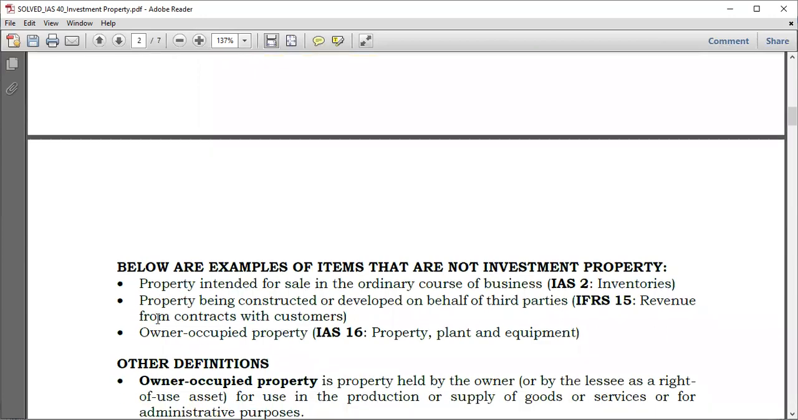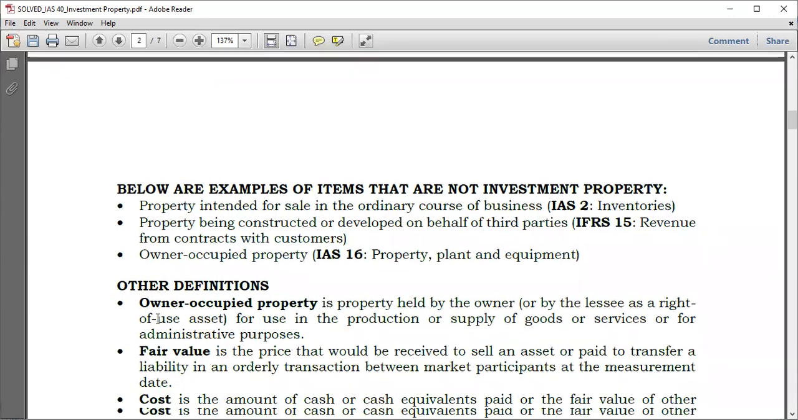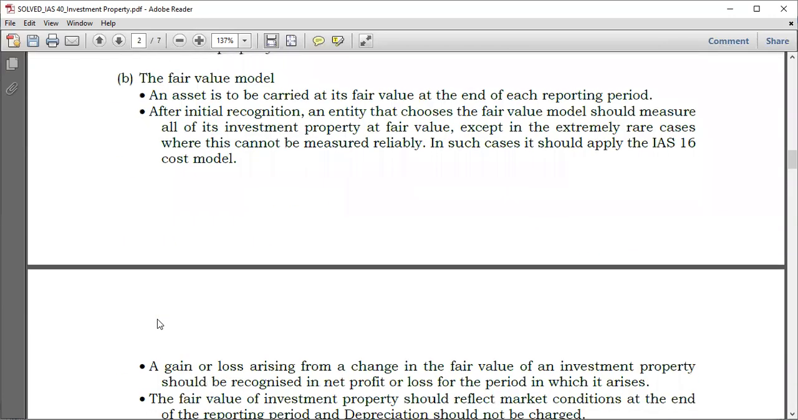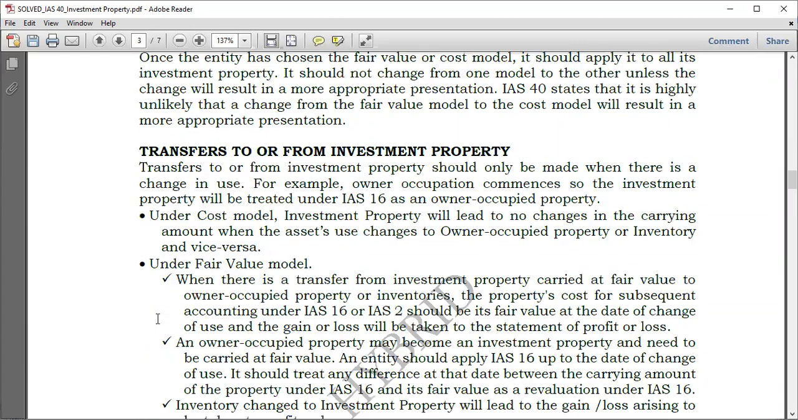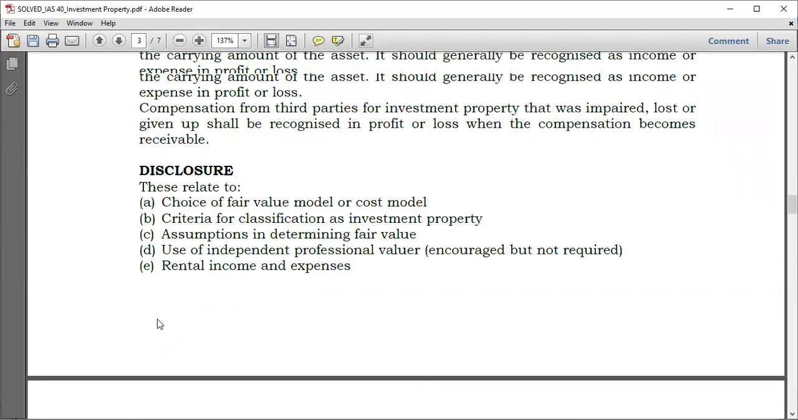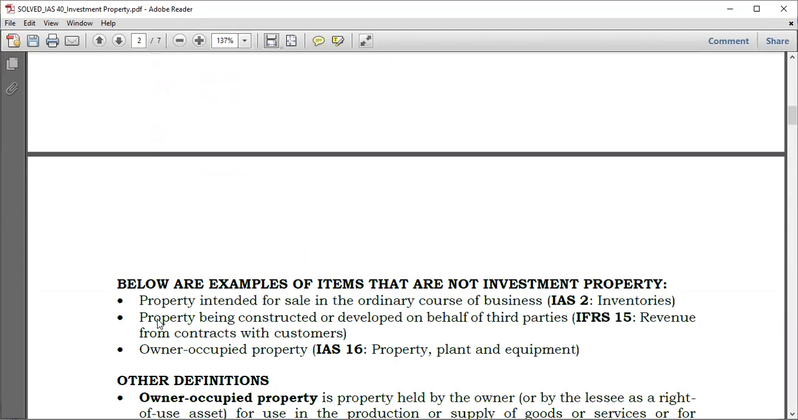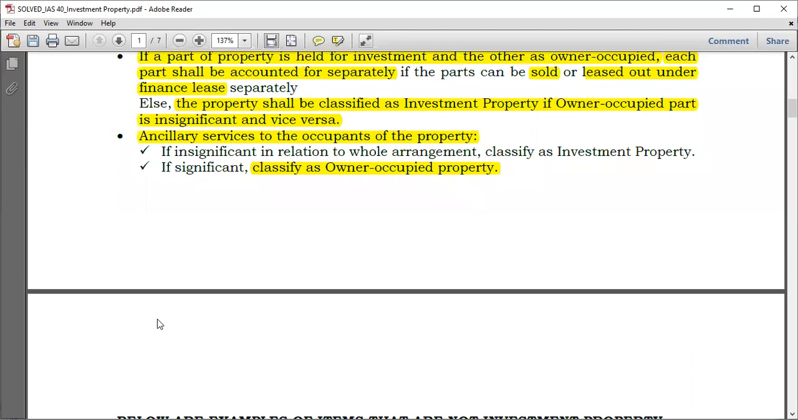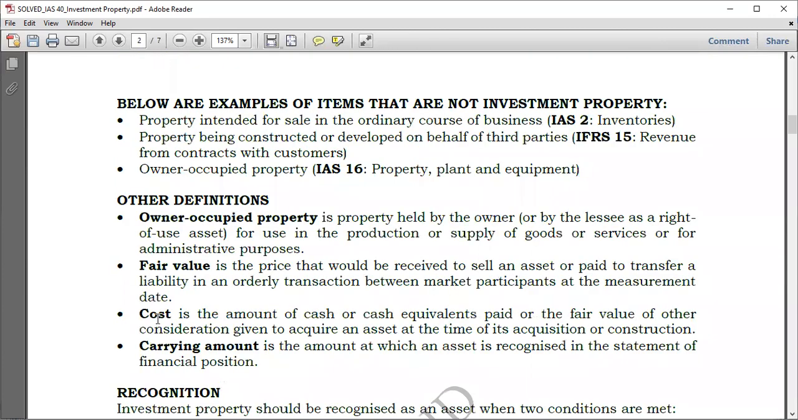Okay, now this one is part 2. This standard is very short, as you see here. We are going to be done with it in a moment. It's a short standard, actually. All right, now let's go to the second page. We are still trying to grasp the true meaning of investment property.